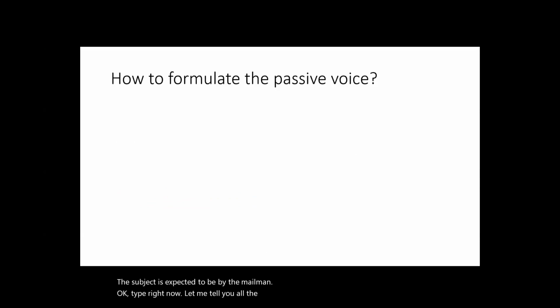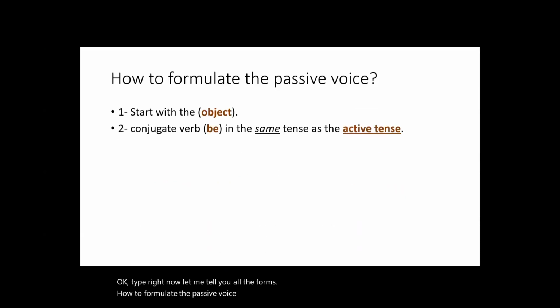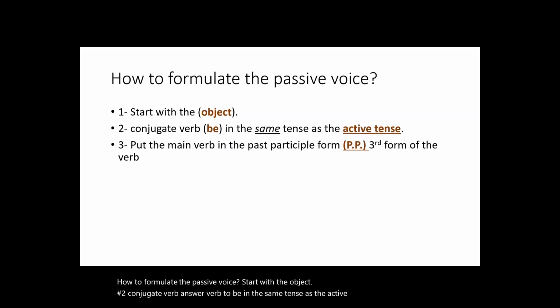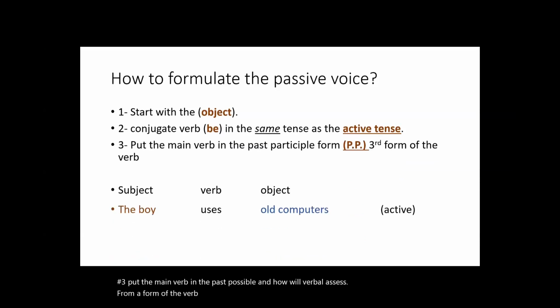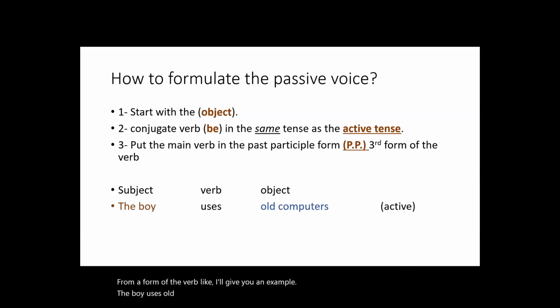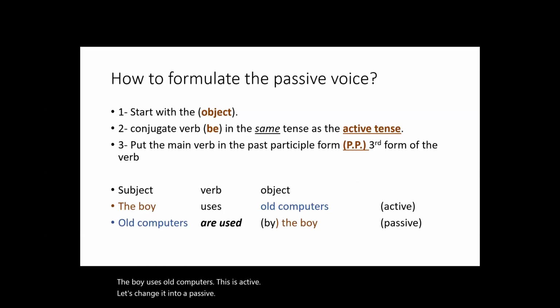Right now, let me tell you all the forms. خليني أقول لكم على كل الفورمز بتاعت الباسيف. How to formulate the passive voice. Number 1, start with the object. Number 2, conjugate the verb. هنصرف verb to be in the same tense as the active tense. Number 3, put the main verb in the past participle. هنحول الverb الأساسي للجملة للتصريف الثالث, the third form of the verb. I'll give you an example. The boy uses old computers. This is active. Let's change it into passive. Old computers are used by the boy.